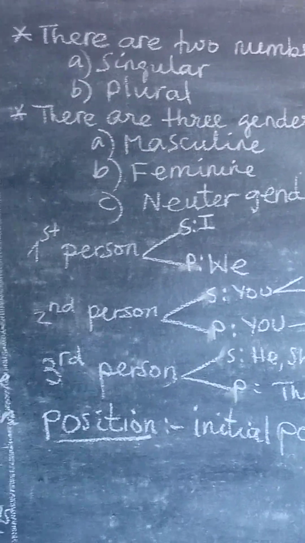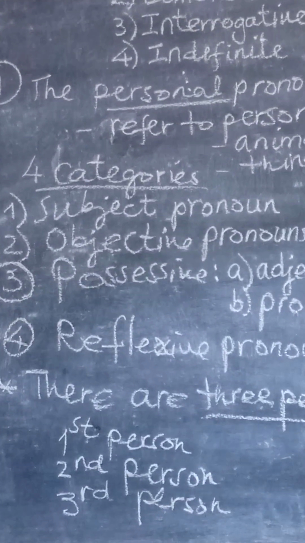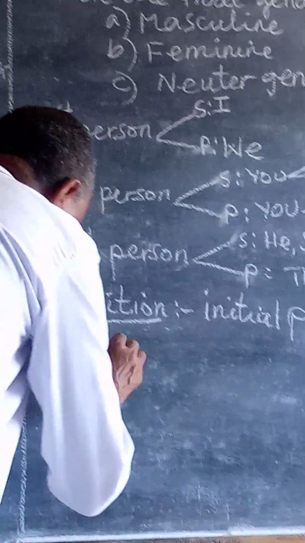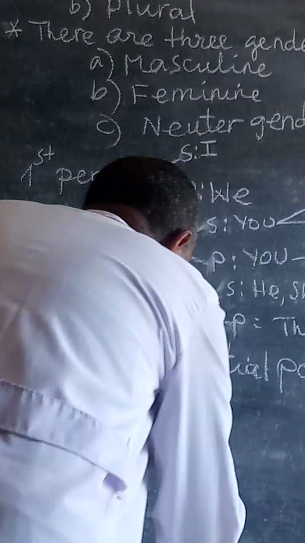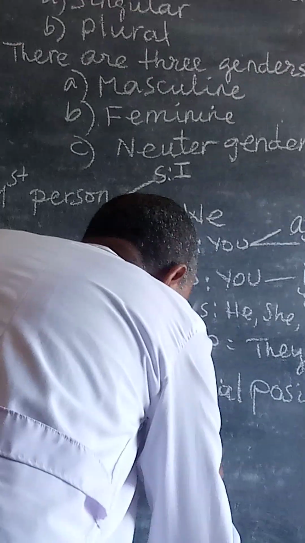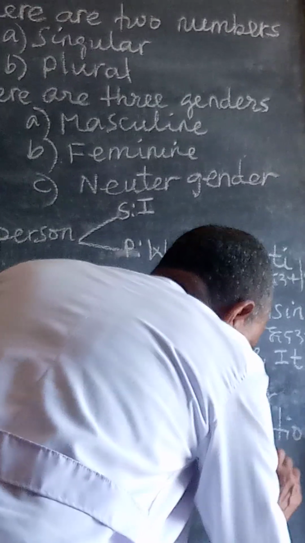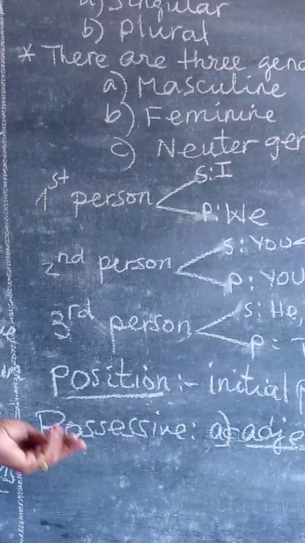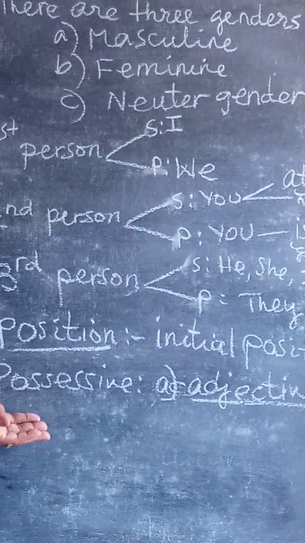Then another point that I want to mention is the third point, and that third point is the possessive. We say that possessive adjective is one. The possessive adjective form. We know what possessive is: it tells us something that is owned or that belongs to somebody else.